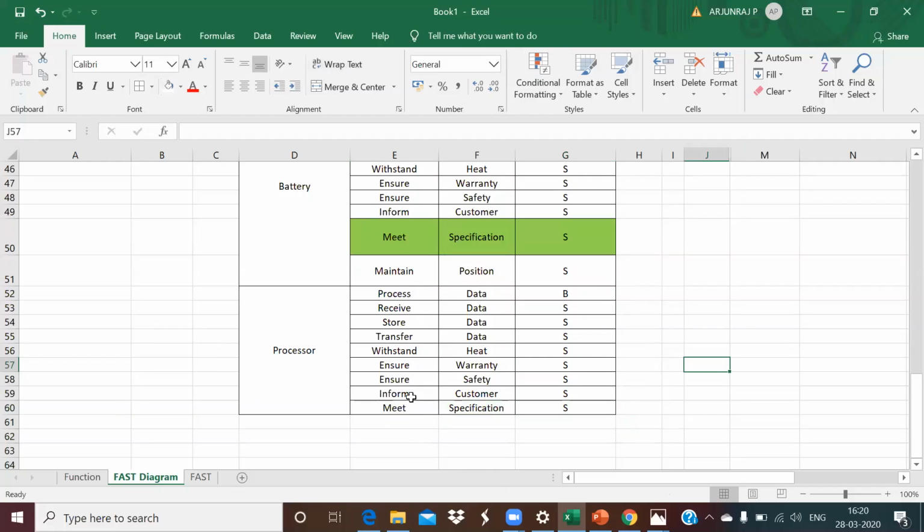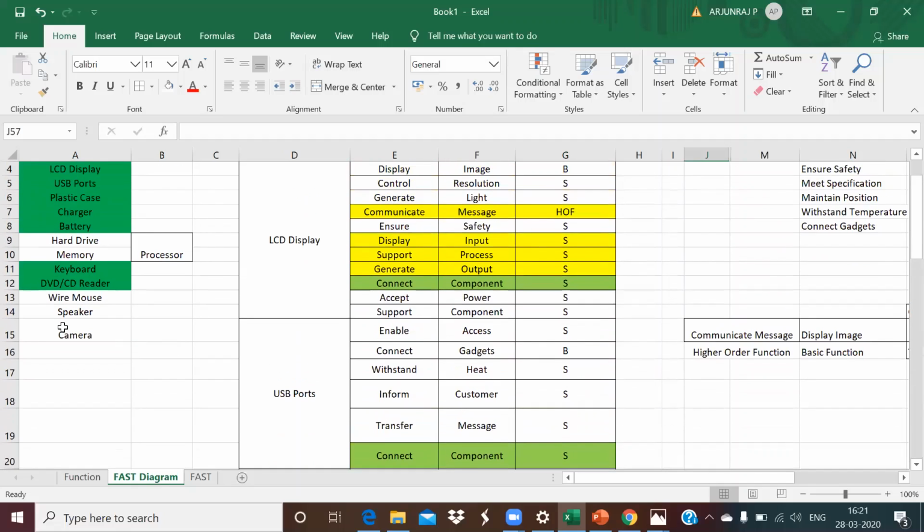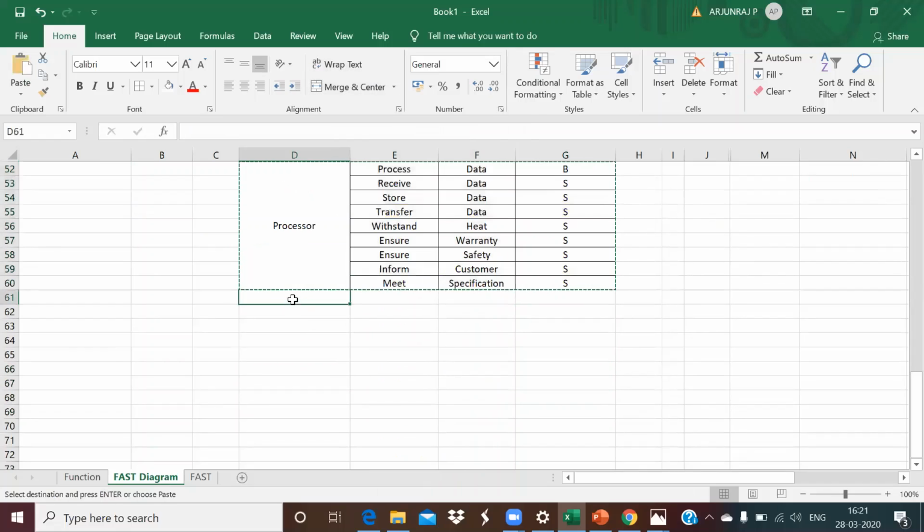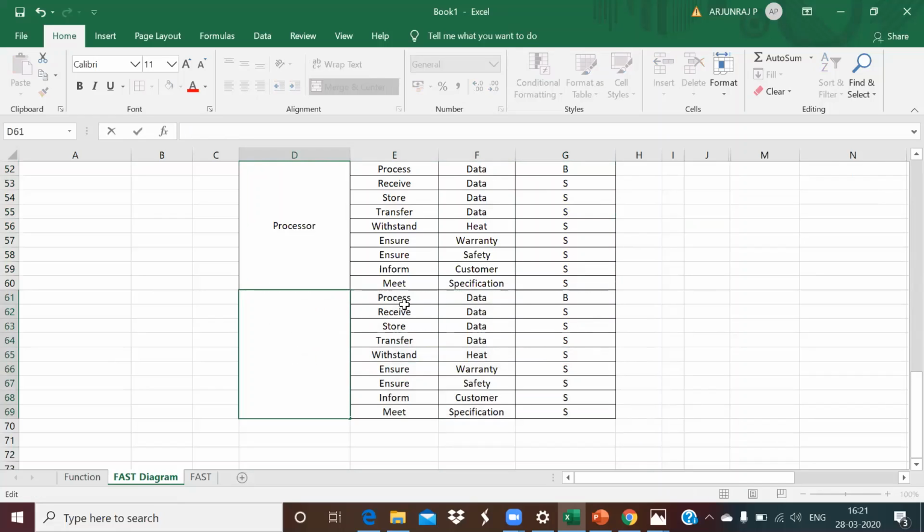Meet specification. Yes, it will have some technical aspects like the memory, RAM. Then what is the next component? Is there anything else left with respect to the processor? The processor is fine, I think. It will receive the data, store the data, process it, then transfer. Those are the main four functions. Next one is the camera.